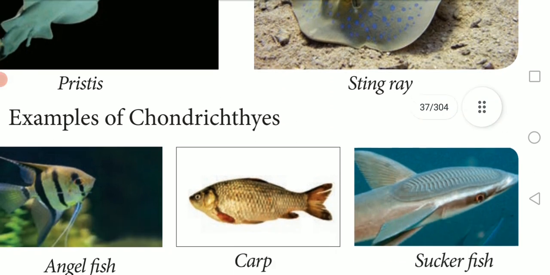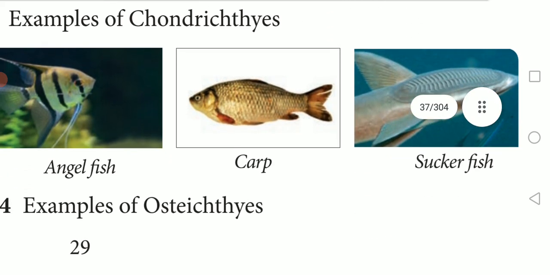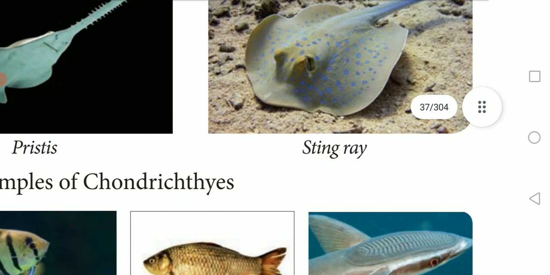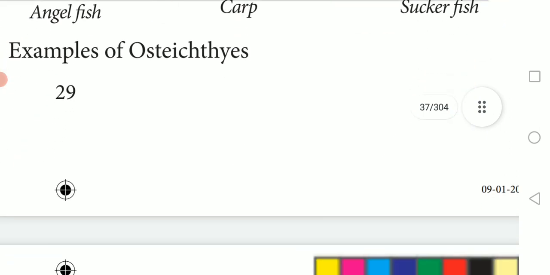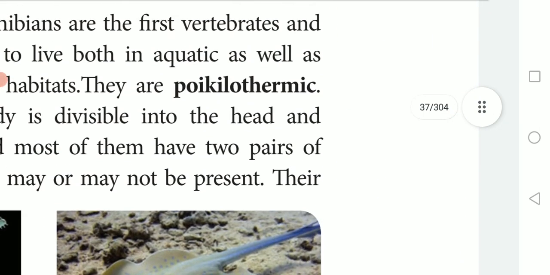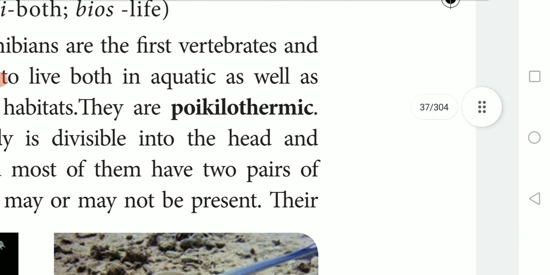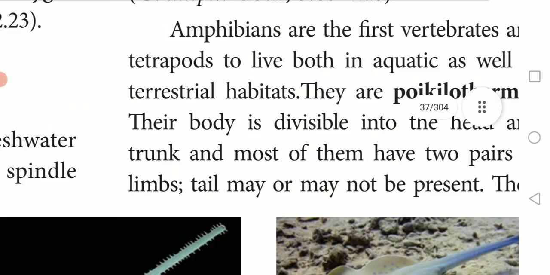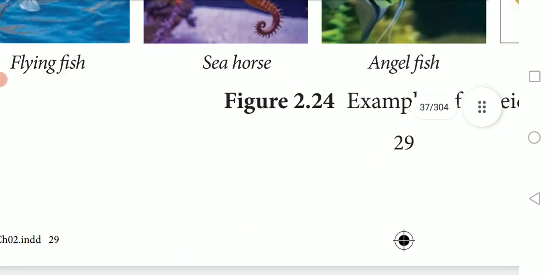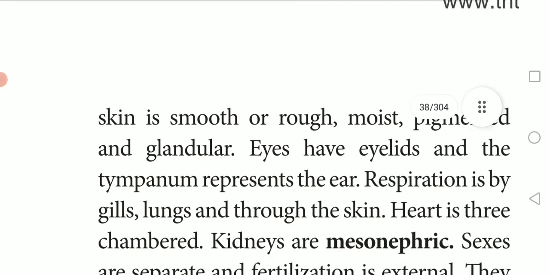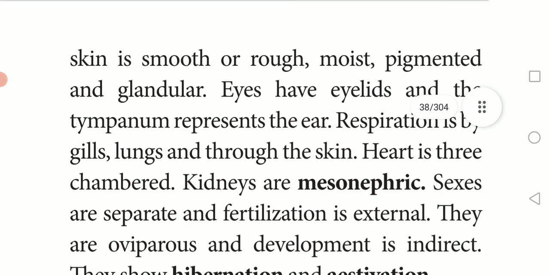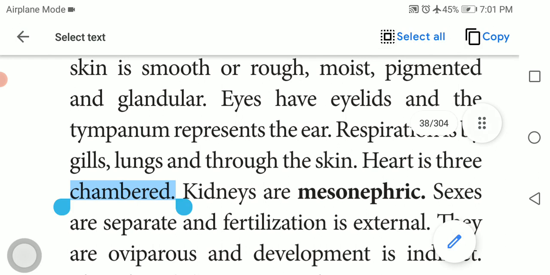Most of them have two pairs of limbs. What are limbs? Hands and legs, we call them limbs. In this one, the tail may or may not be present. See here, these are the examples of Chondrichthyes, as well as here, Osteichthyes, both examples are given here. Then the fins, the two pairs, and the tail may or may not be present.